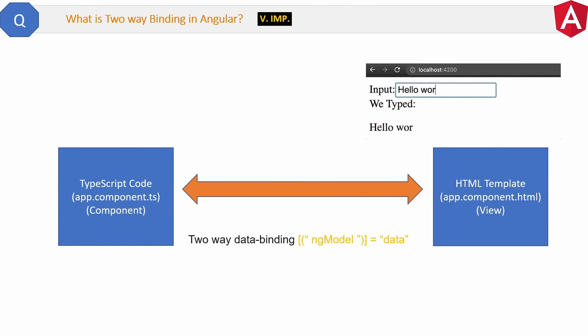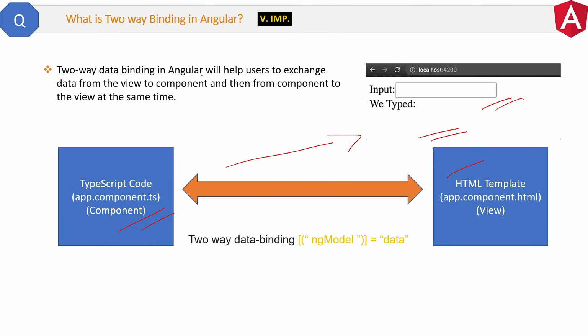See, here is the flow. The user will input data in some text box or input field in the HTML template like this. The data will be passed to the component file and then the updated data will be passed back to this div or HTML view at the same time. So the definition is, two-way data binding in Angular will help users to exchange data from the view to the component and then from the component to the view at the same time.